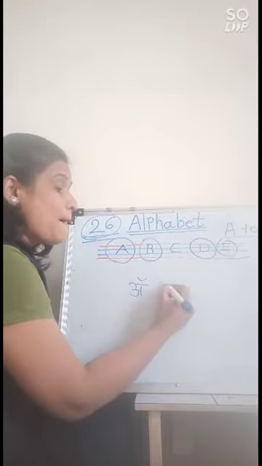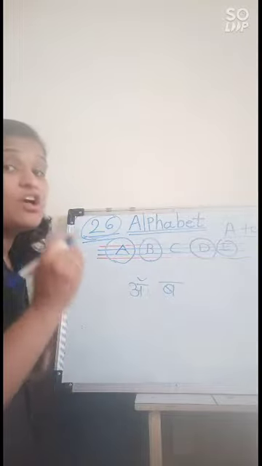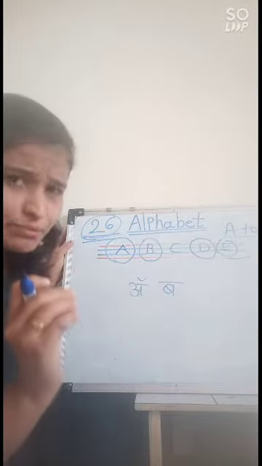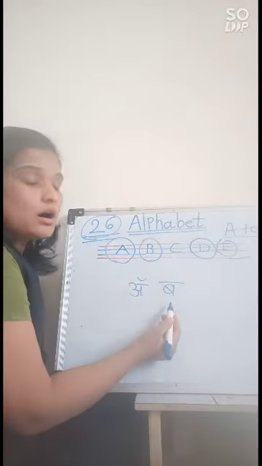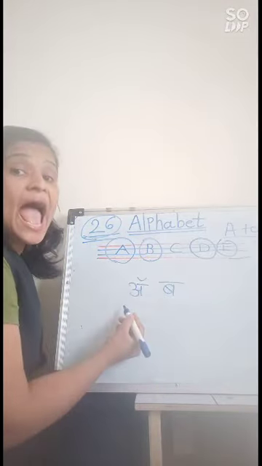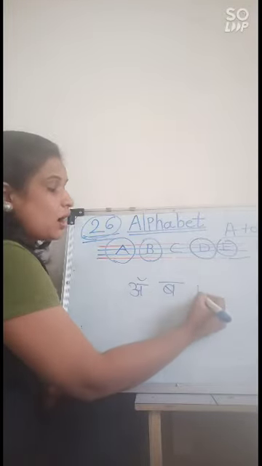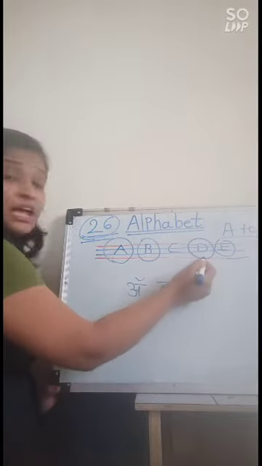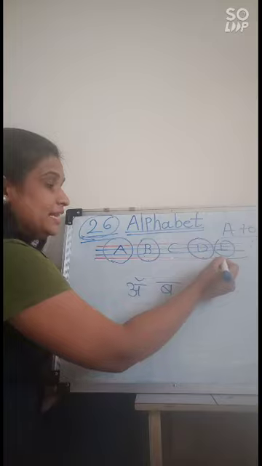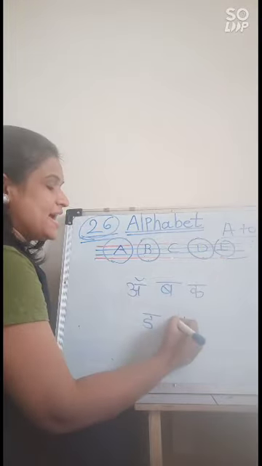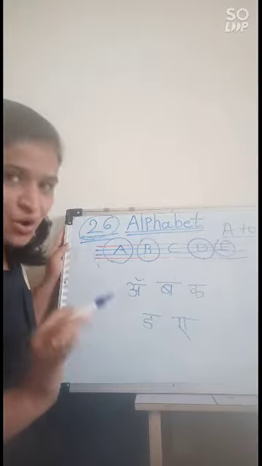Remember that this is the most important thing. Phonic sound is the most important thing. So A, B, B, B. C, K, K. Then D, D, D, D. Then E. Yes. So that is the phonic sound.